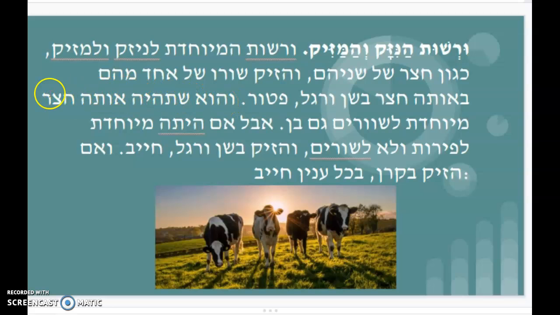V'hu shetihiye oto chatzer, that's if that chatzer miyuchedet l'shorim gamken. If that chatzer is also miyuchedet to shorim, to cows. If it's not miyuchedet l'shorim, if it's not one that cows are supposed to be in, obviously that's not the case. If you have a cat backyard and you put something there, there's no reason you would think a cow is coming. Even if you both share it, you're both technically allowed to do what you want with it.